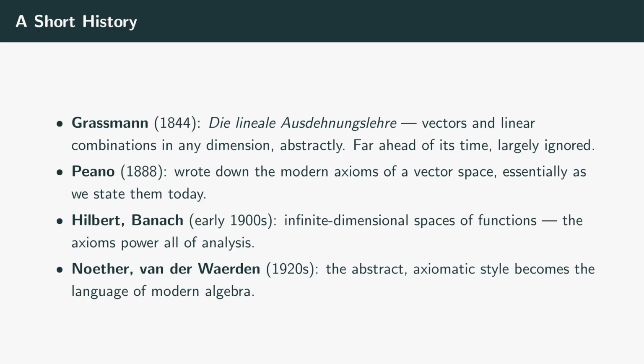In 1888, Giuseppe Peano wrote down the axioms of a vector space in essentially the form we use today, the 8 rules, stated cleanly. In the early 20th century, David Hilbert and Stefan Banach pushed the idea into infinite dimensions, building spaces whose vectors are functions, and those spaces became the foundation of modern analysis. And in the 1920s, Emmy Noether and her circle made the axiomatic style the standard language of all of algebra. The thread is a steady climb in abstraction, from arrows to lists to any collection at all that obeys the rules.